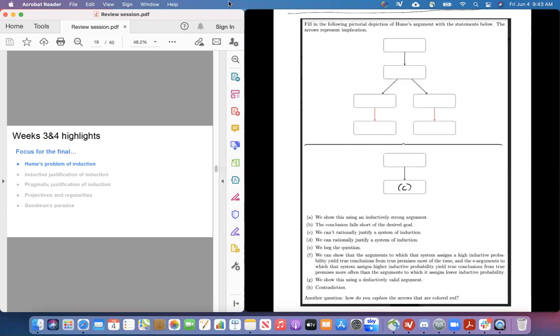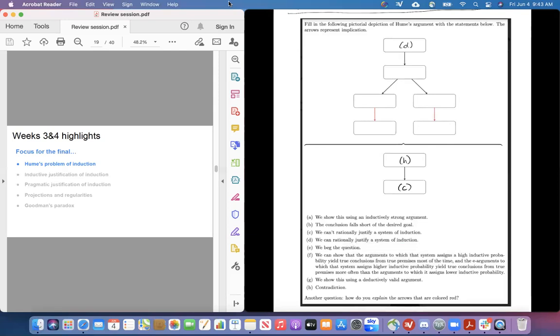Now, what did we say about how he argues for this? What's the structure of this argument? Well, it's an argument by contradiction. And so the very next step up from the bottom, we're going to have H, which was contradiction. And what do we know about how arguments by contradiction work? Well, whatever the main conclusion is, we'll start up at the very top by assuming the opposite of that main conclusion. So D should go at the top here. D says we can rationally justify a system of induction.